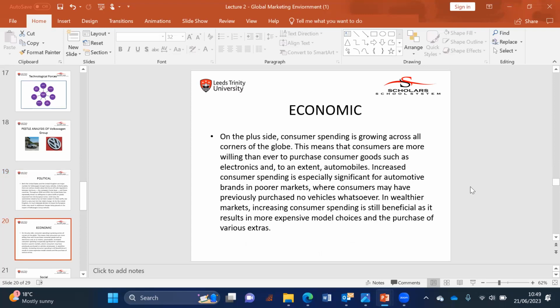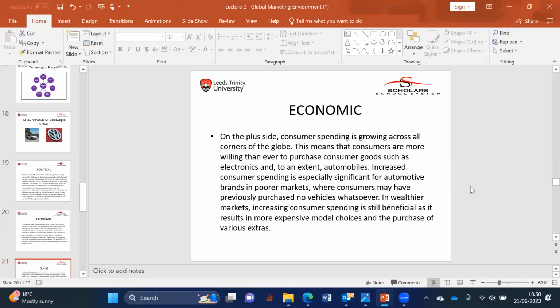Then we come to the economic. Now we know there's currently, the slide says, consumer spending is growing, but now we know there's a cost of living crisis. So that impacts Volkswagen in a negative way, because when there's a cost of living crisis, people will focus more on buying necessities rather than making big purchases like buying cars.